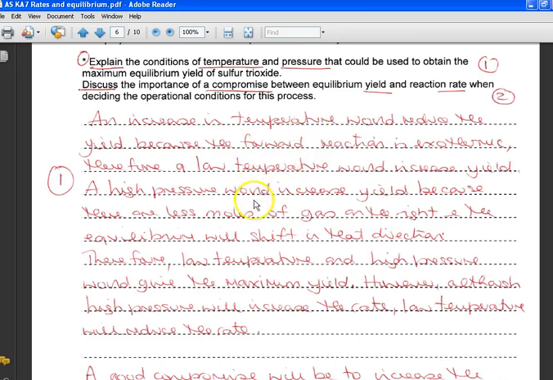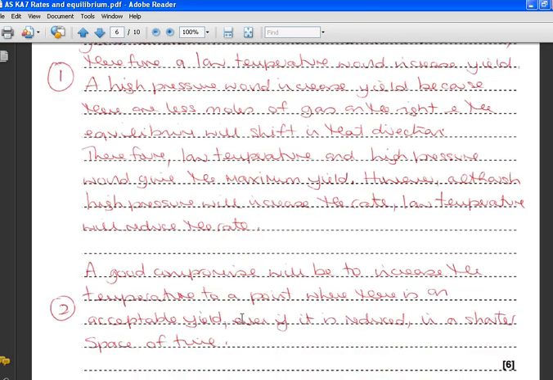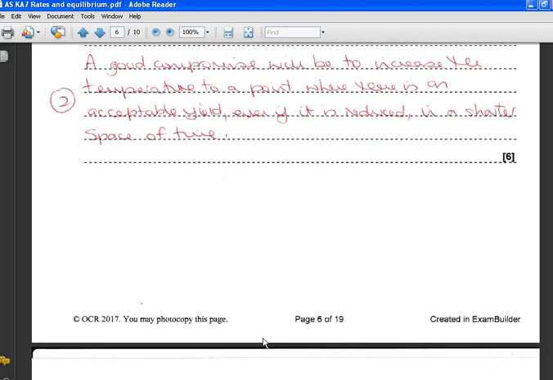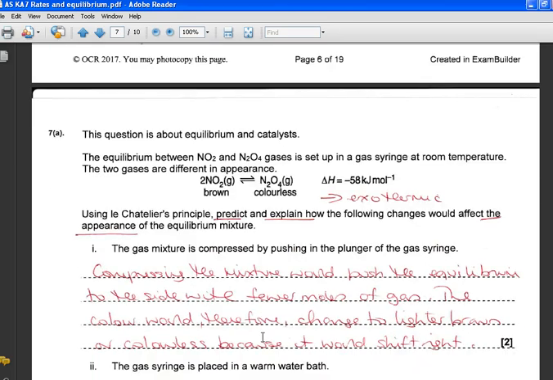Okay, so I've explained about temperature and pressure, and I'm not going to read it all out to you. You can read it for yourselves. The conditions of temperature and pressure that would give us the maximum yield. But then I've also gone on to talk in the second part of the question to discuss a good compromise, which would be to increase temperature where there is an acceptable yield, even if it is reduced, in a shorter space of time. Okay, so that's that one out of the way.